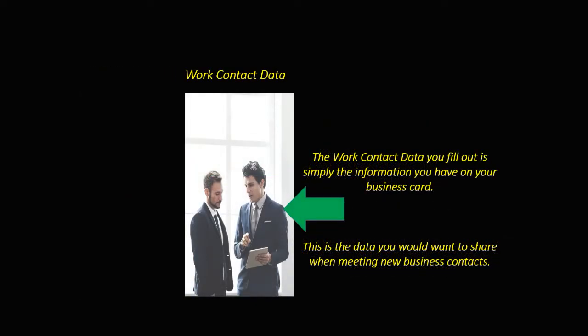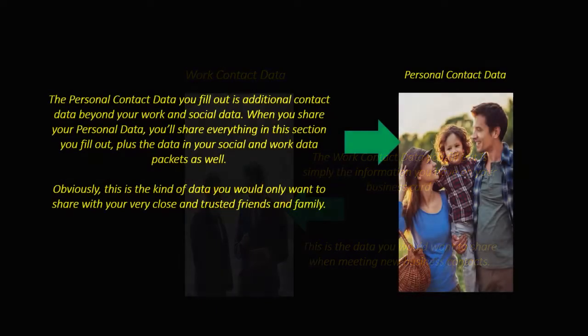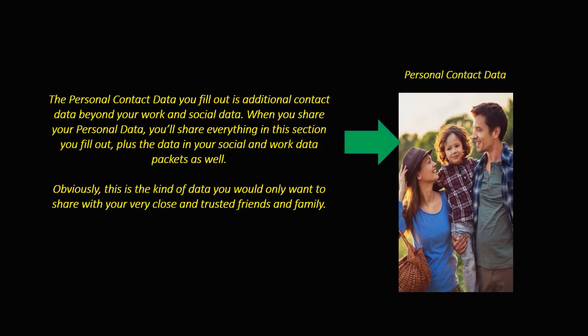Work contact data. The work contact data you fill out is simply the information you have on your business card. This is the data you would want to share when meeting new business contacts. And personal contact data. The personal contact data you fill out is additional contact data beyond your work and social data. When you share your personal data, you'll share everything in this section that you fill out, plus the data in your social and work data packets as well.